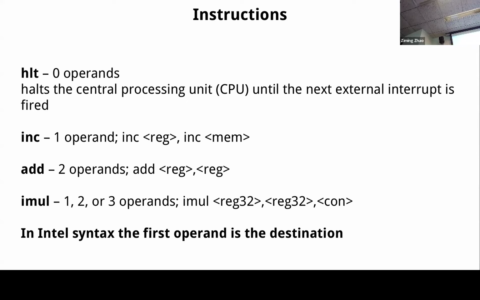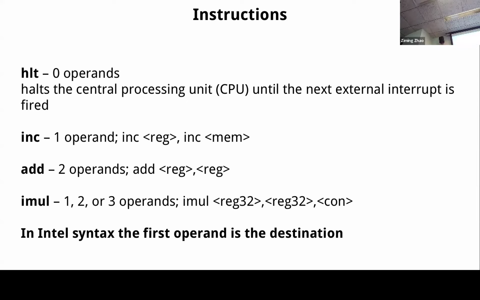Then if we want to add two values together, those two values could be registers. Then you can use an add instruction. And this one takes two operands. The first one is the source. The second one is the destination. So what you do is you add the value in the first register to the value in the second register and store the result in the second register. And the first register value doesn't change. Okay. So you can see this is an instruction using two operands.